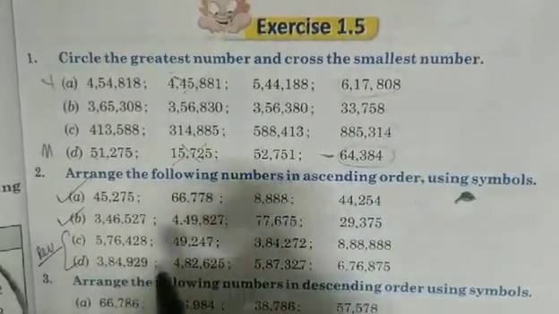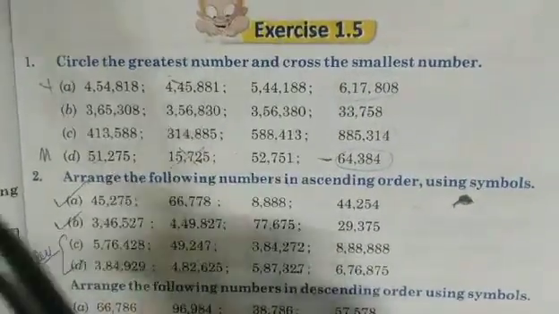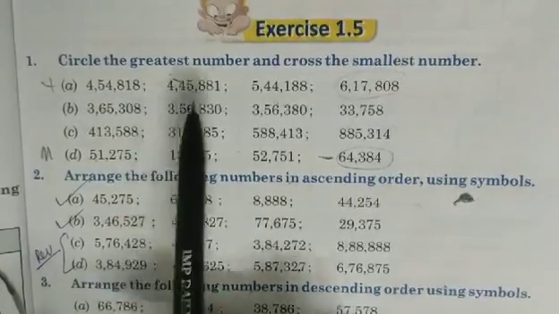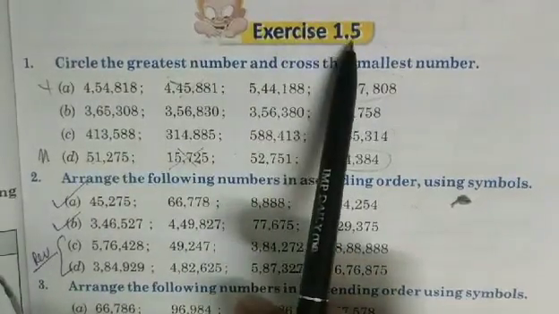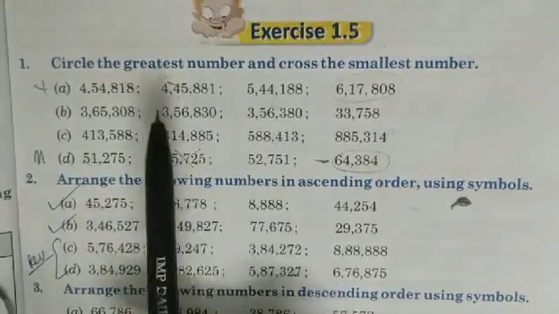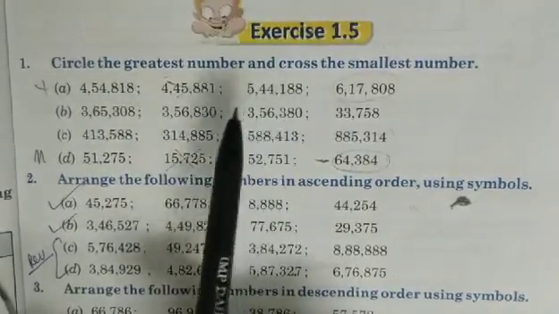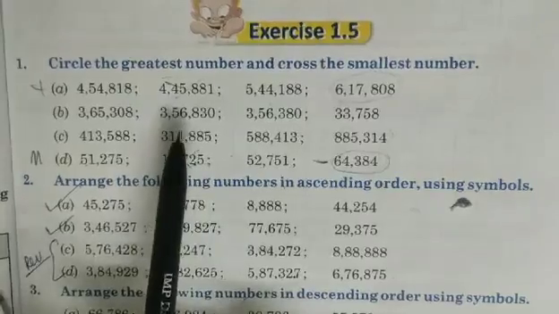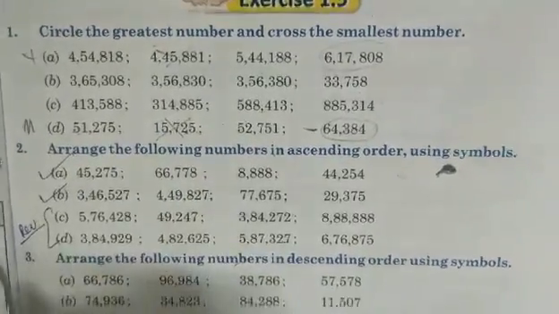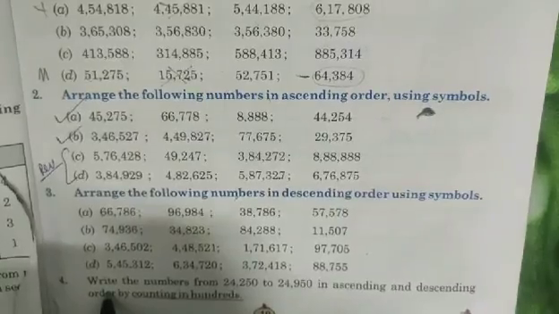Good morning, children. In the previous video, we did exercise 1.4, the comparison of numbers. Now, exercise 1.5 is also about comparison of numbers, specifically how to order numbers in ascending order and descending order. Okay. So question number 1 is, we have 4 questions in your syllabus.